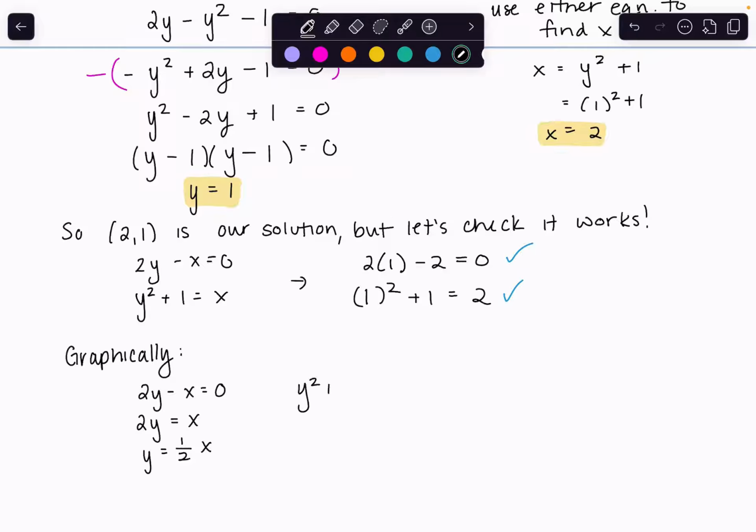And then we have y squared plus 1 equals x. So if you think about if the roles were reversed, y equals x squared plus 1 is a parabola that opens upwards and has been shifted up 1. So flipping those roles, this is a parabola that's going to open in the positive x direction and be moved in the x direction 1. So if I go ahead and graph these, my intersection point, again, I know should be 2, 1.